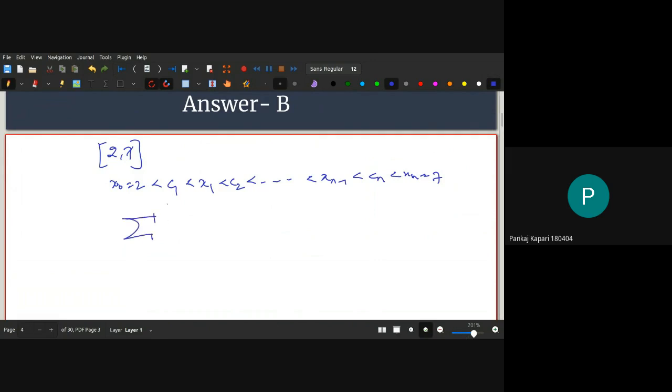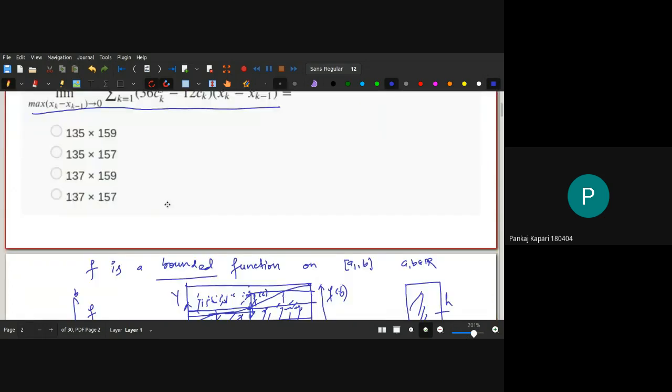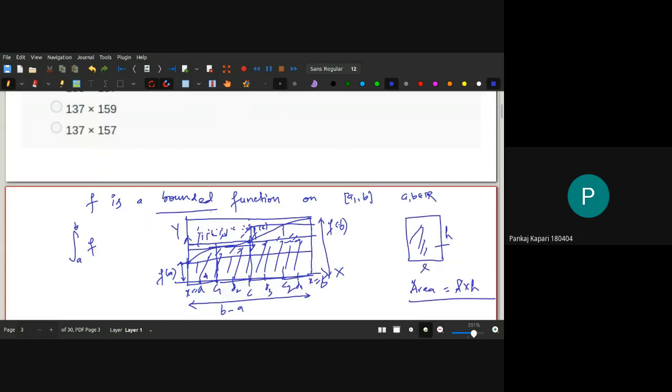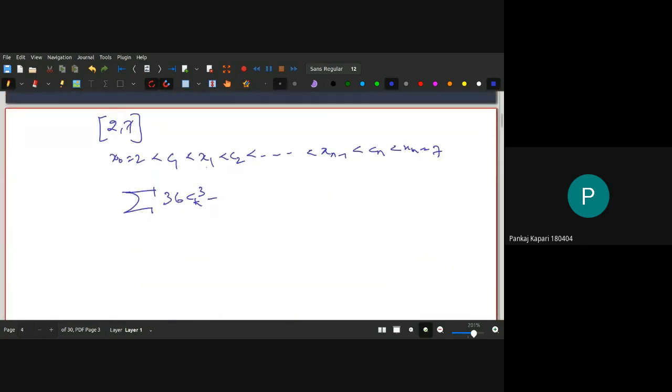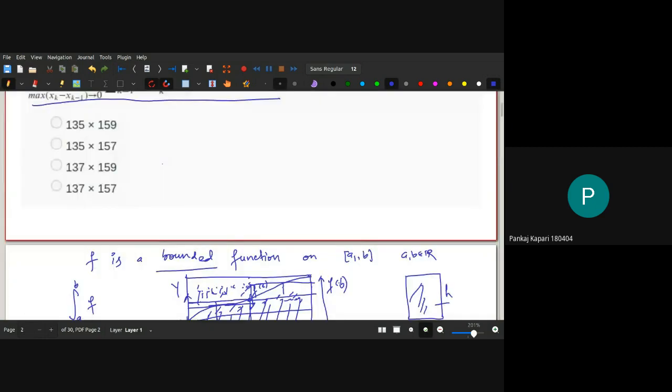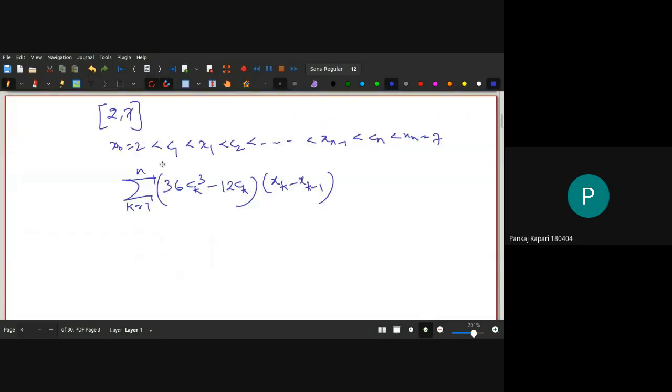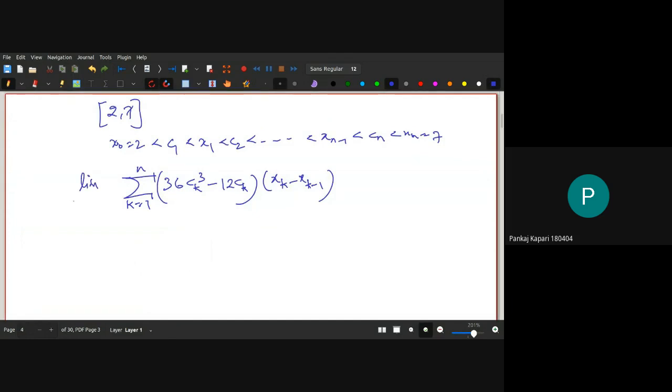So what was the limit? It is the sum of 36 times c_k cubed minus 12 times c_k, multiplied by x_k minus x_{k-1}, where k runs from 1 to n, right? And then you have to find this limit when the maximum length of the subintervals of the partition, which we have already defined, goes to 0. So in that case, you have to find this limit.